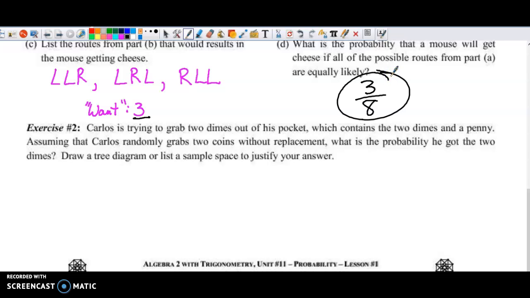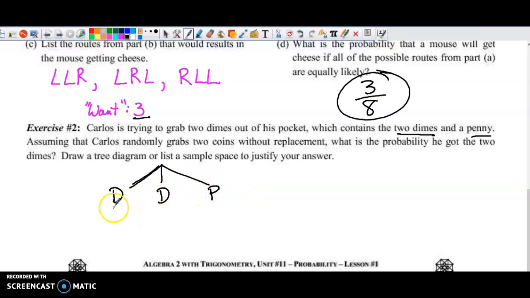So here's another situation where Carlos is trying to grab 2 dimes out of his pocket. He has 2 dimes and a penny. If he randomly grabs the 2 coins without replacement, what's the probability he gets 2 dimes? So basically, he reaches into his pocket and grabs a coin. Well, he has 3 options at first: dime, dime, penny.